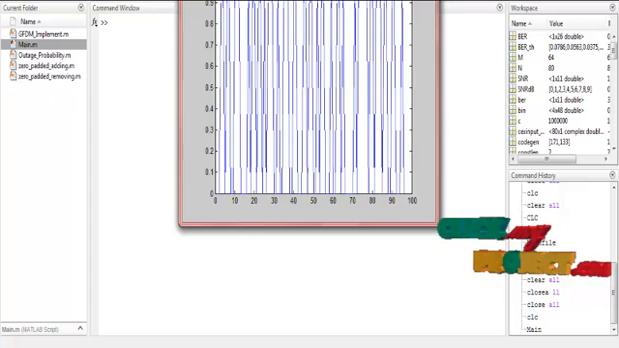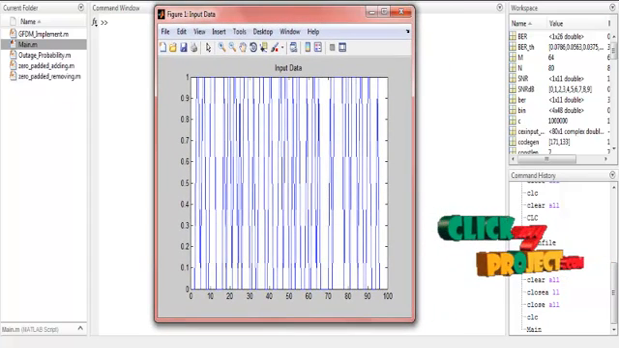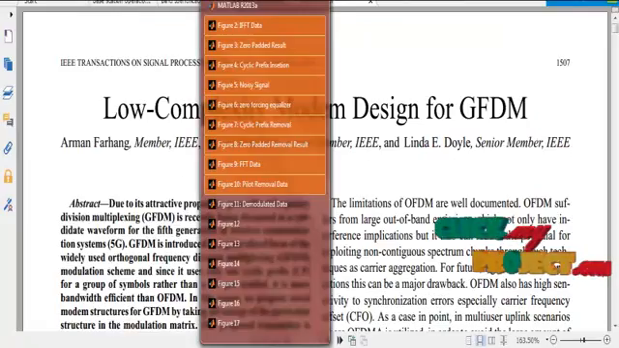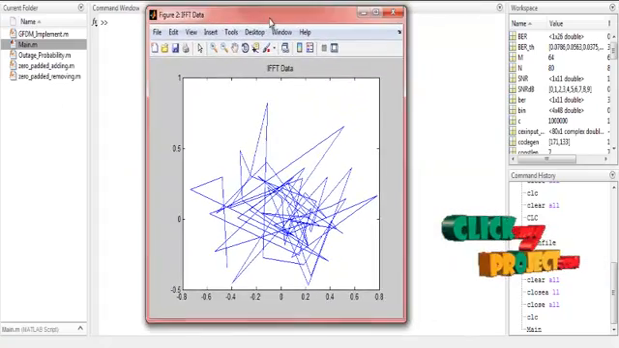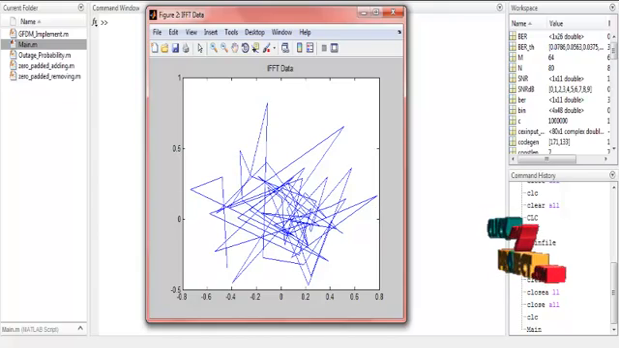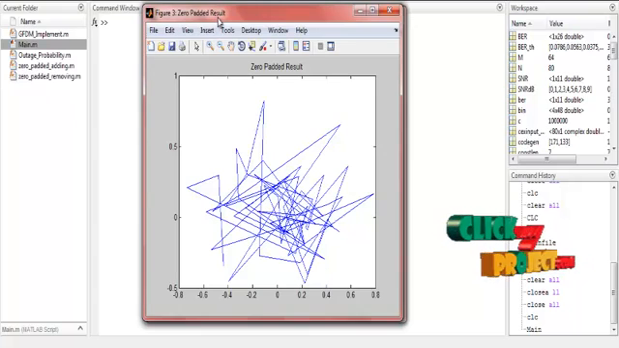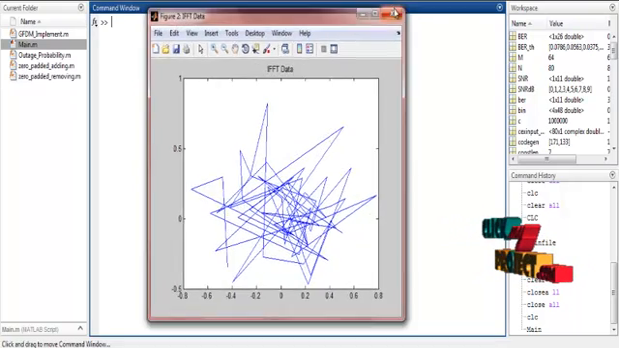First of all, the input data. In this input data, it is randomly generated. In the next figure, it's the IFFT data, which is processed by the inverse Fourier transform, and then the zero padding result. Zero padding results means ZP of the process. So that is the zero padding result.